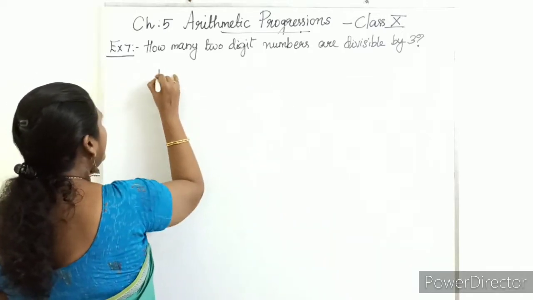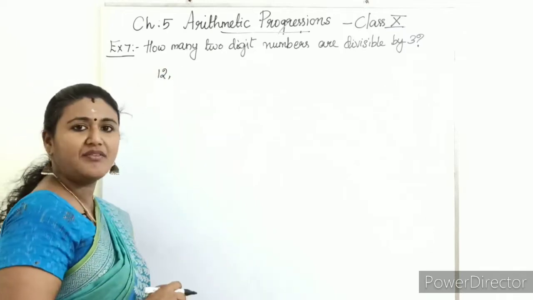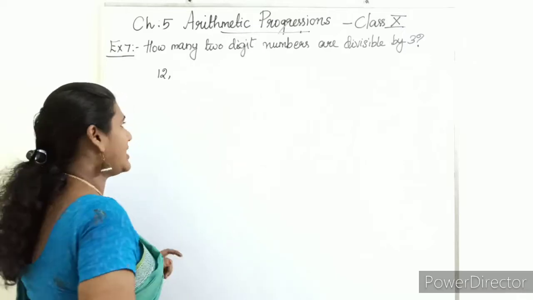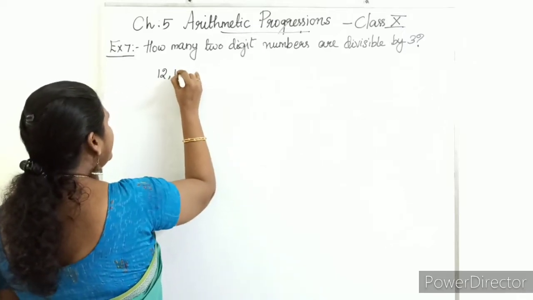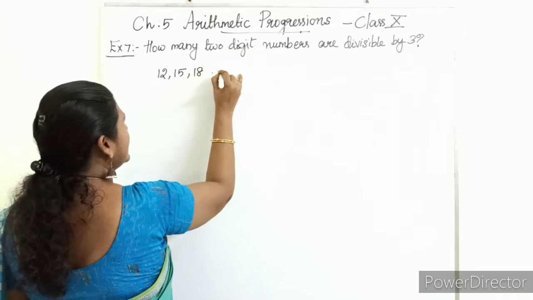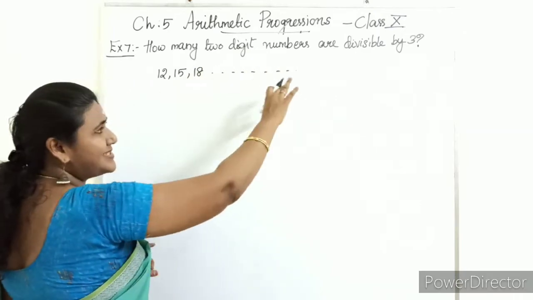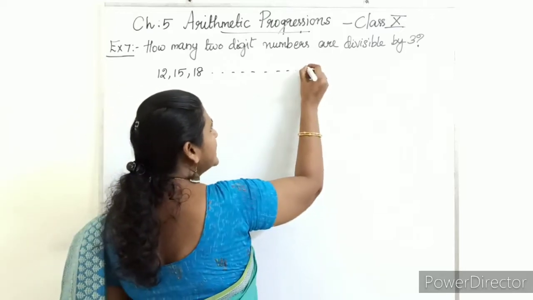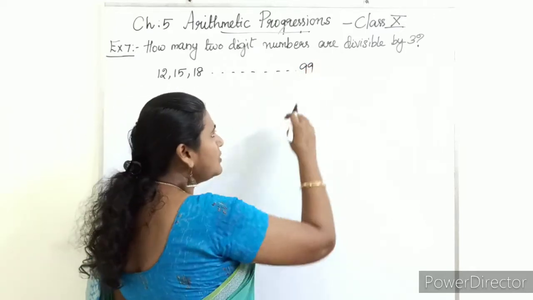So there, 12 is the first two-digit number which is a multiple of 3. Okay, divisible by 3 means multiple of 3. Now the next number is 15. So the next number is 18. So these are the two-digit numbers divisible by 3. What will be the last number? Last number is 99. Okay, how are you getting this number?